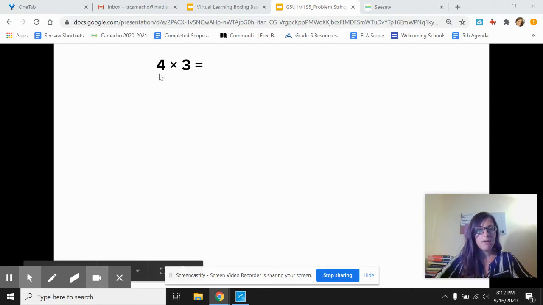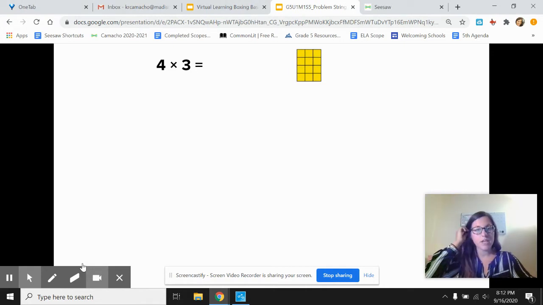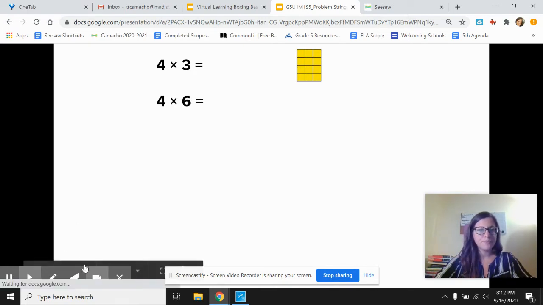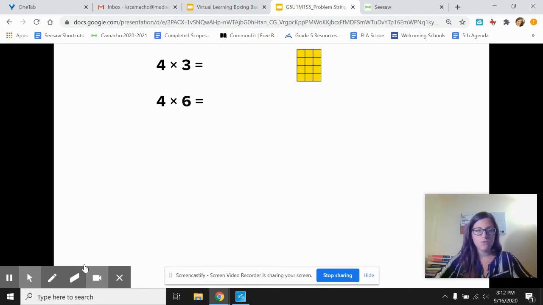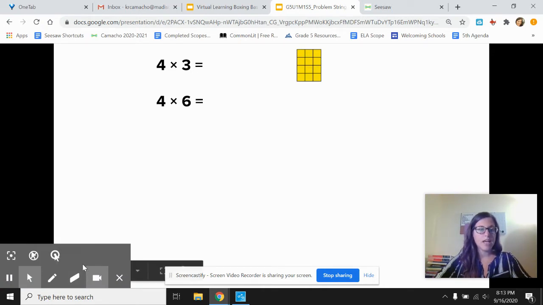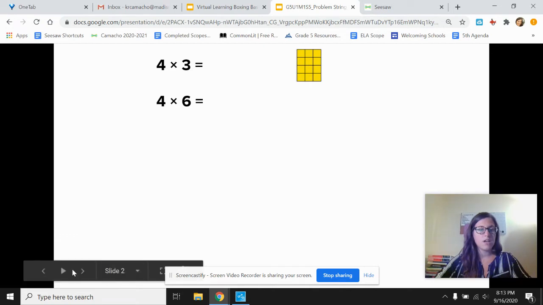So over here with my problem string, you can see that my first problem is 4 times 3. And I know I can represent multiplication with an array, just like this. But 4 times 3, I know that that's 12. That's just one of my facts that I have. And then I'm looking at this next problem, which is 4 times 6. And again, I know I can use an array to help me with that.